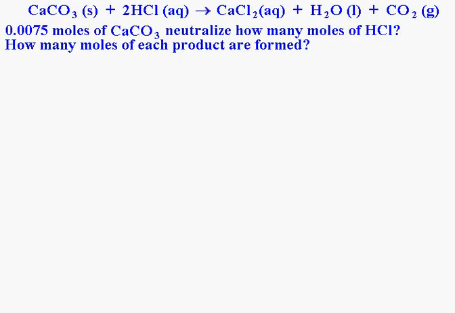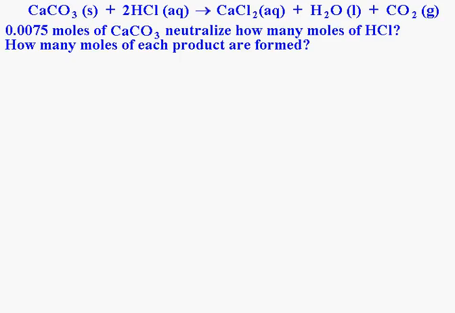So I've got this chemical equation, which represents the reaction between CaCO3, the active ingredient in Tums, and HCl, which is stomach acid. So when you take a Tums tablet, this is the reaction that occurs in your stomach. And the question asks, if you have 0.0075 moles of CaCO3, how many moles of HCl will that neutralize? Well, let's look at the chemical equation.